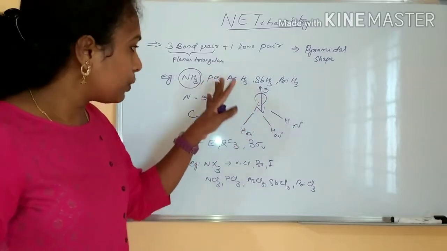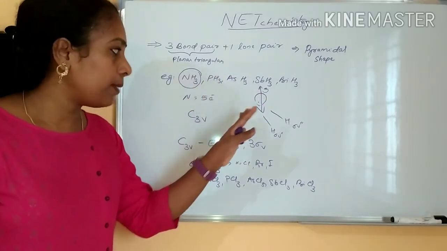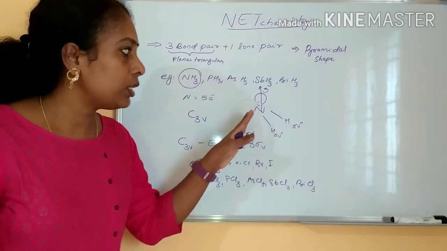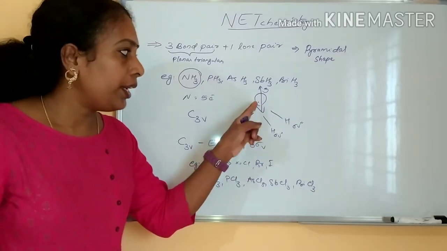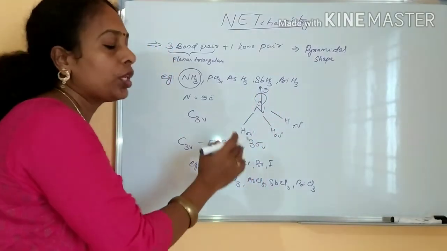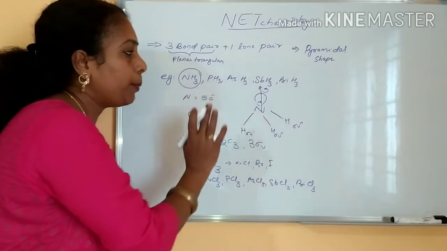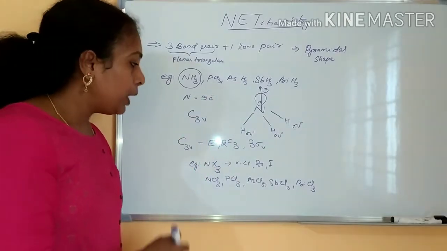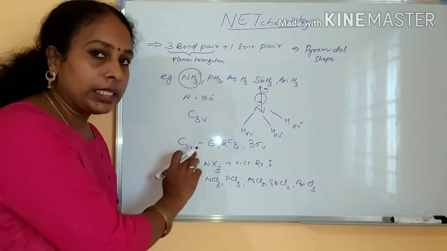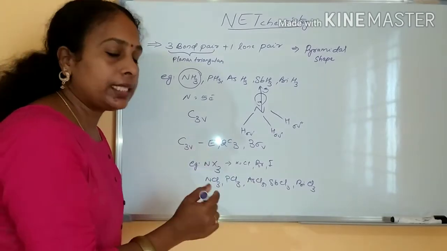Example ammonia: nitrogen is a 5 electron system. Out of 5, 3 electrons have bonded with hydrogen, and the other 2 electrons become a lone pair here. So 3 bond pair plus 1 lone pair, the molecule will be pyramidal and belongs to the point group C3V, and the symmetry elements are E, 2 C3 and 3 sigma V.